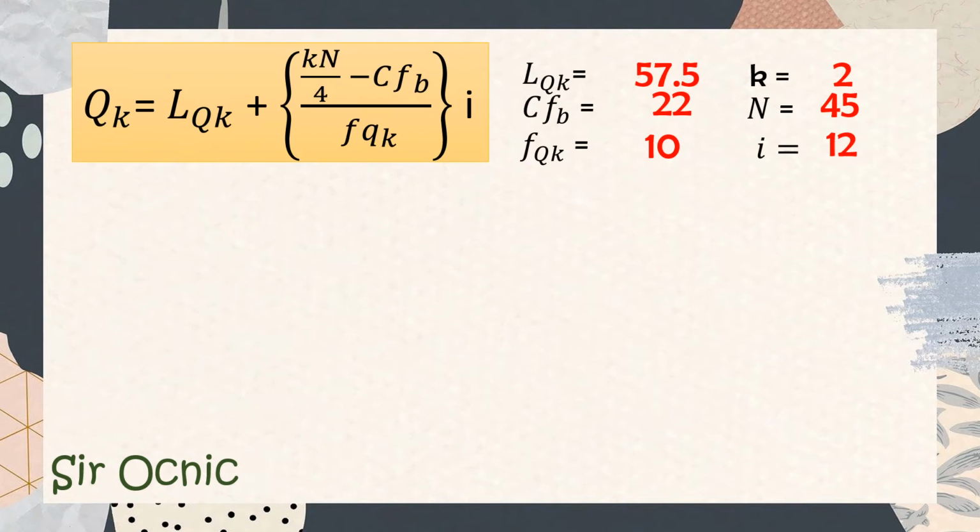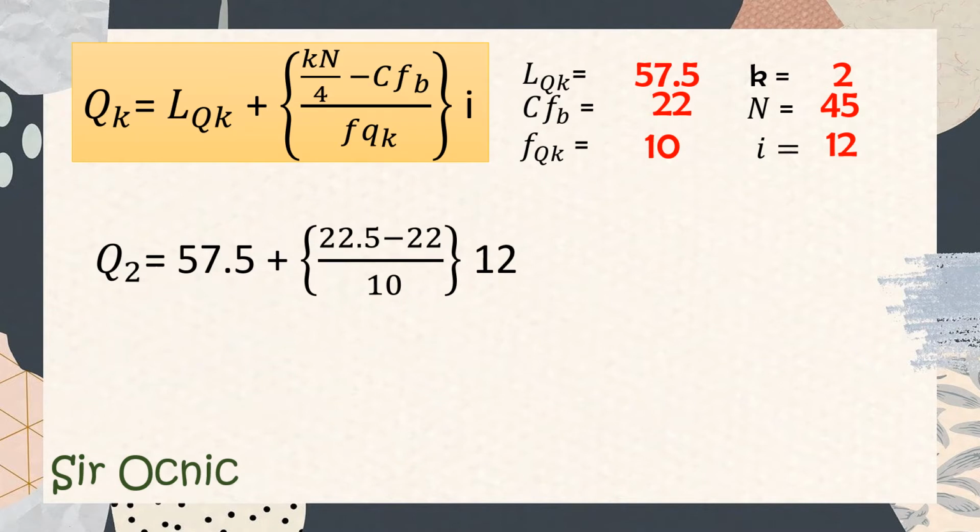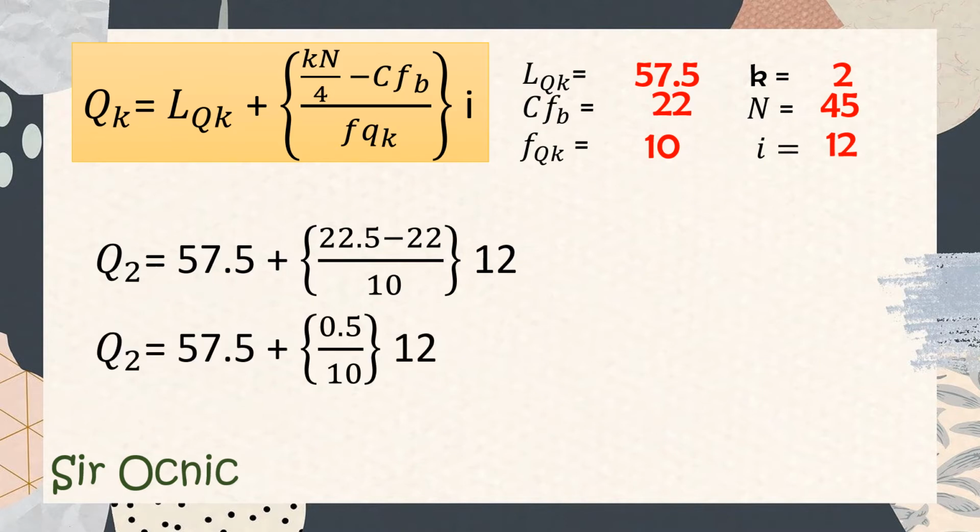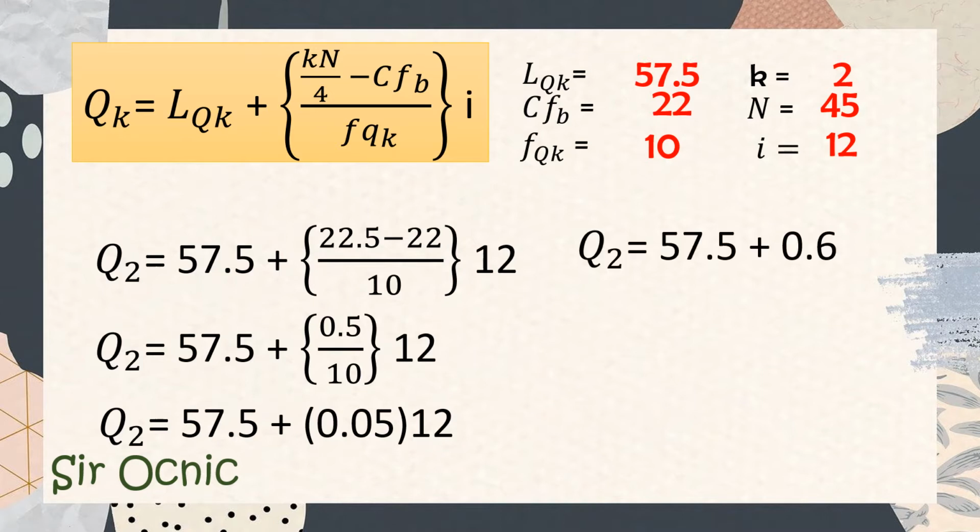Using the same values, substituting to the given formula, we will have Q sub 2 is equal to 57.5 plus 22.5 minus 22 all over 10 times 12. Simplifying the numerator, that is equal to 0.5 all over 10, which is equal to 0.05 times 12 is equal to 0.6. Add it to 57.5. We will then arrive at 58.1, which means that the second quartile is at 58.1.